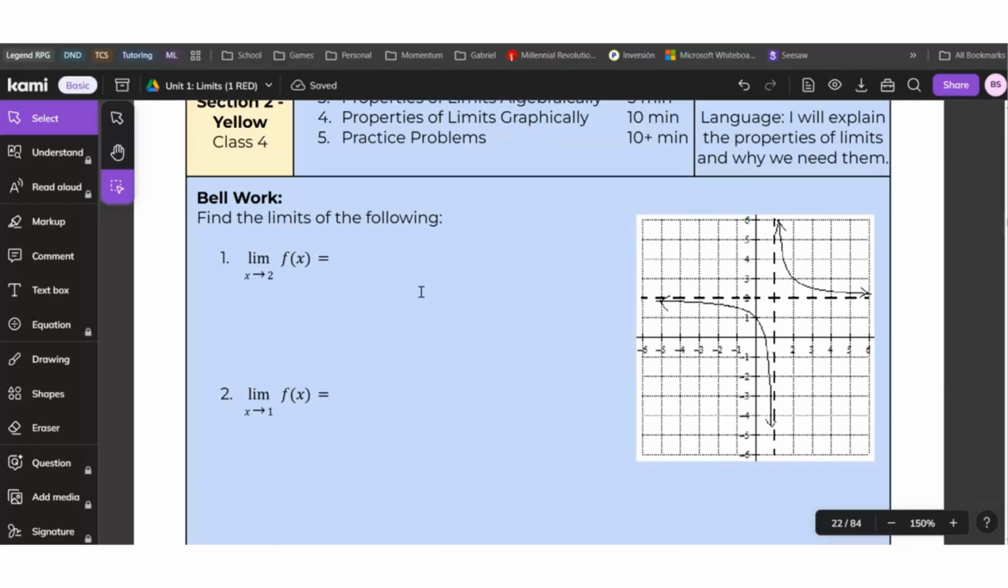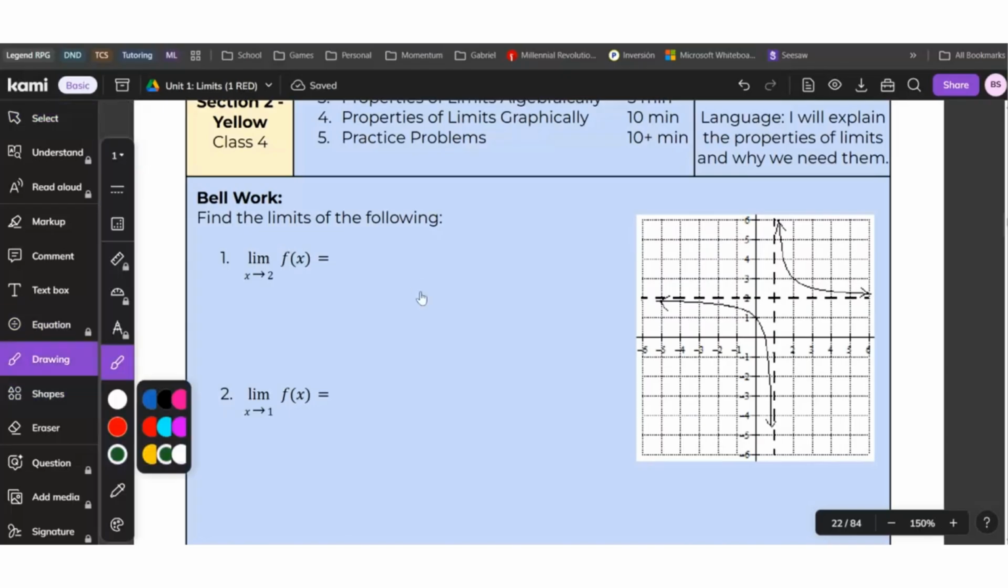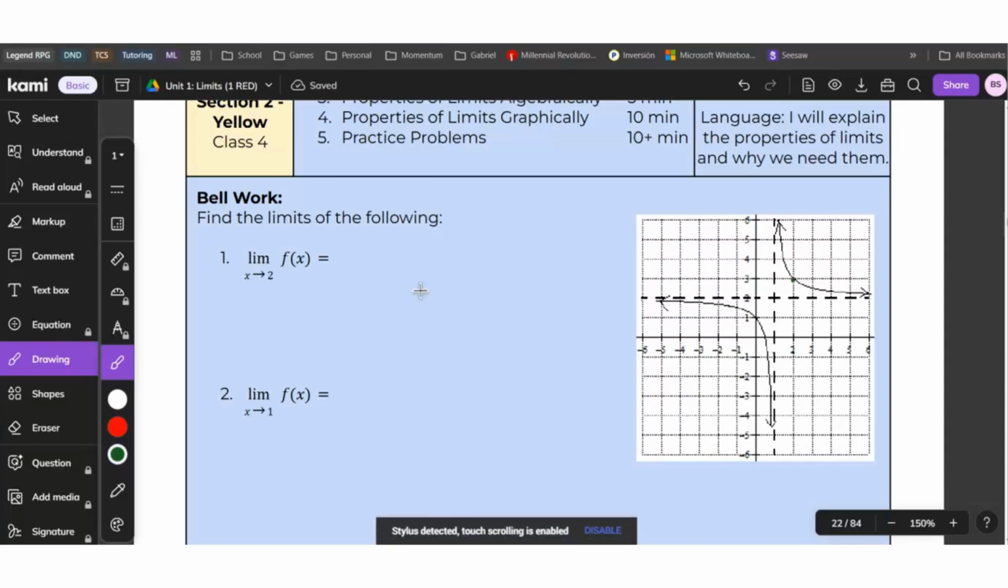I think that Joao knows the first one. The limit as x approaches 2. Yep, right here. All right, and then I think Mateo knows the other one. X approaching 1. Right, does not exist. Why?